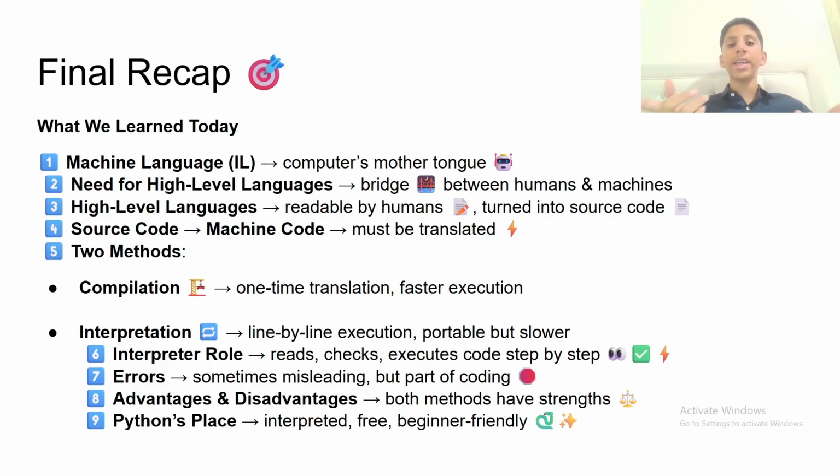So what is the role of the interpreter? It reads, checks, and executes the code step by step. And if there are any errors, they are sometimes misleading, but it's a part of coding. As for the advantages and disadvantages, both methods have strengths and weaknesses. And Python's place: it's interpreted, it's free, and beginner friendly.